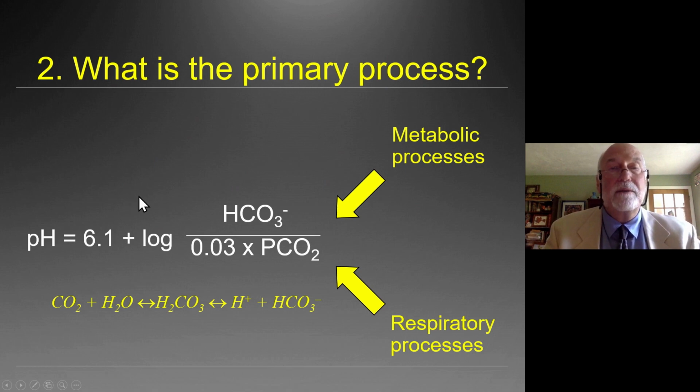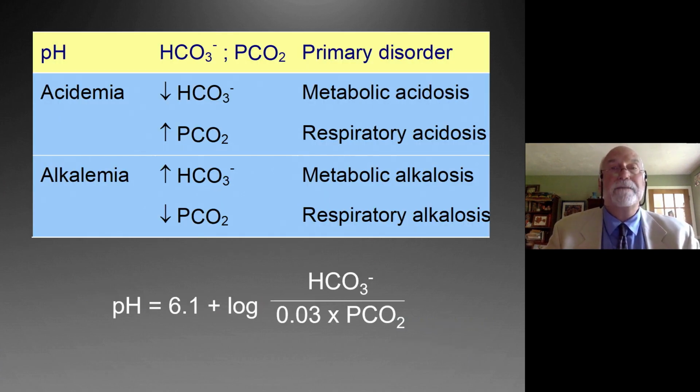This is the Henderson-Hasselbalch equation, maybe a little deja vu for some folks. And this is the main buffering system in the body, the bicarbonate buffering system. It's defined as 6.1 plus the log of this ratio: the bicarbonate, which is the metabolic process, over the acid, which is the respiratory process. And this is the actual equation for the conversion of CO2 and water going to hydrogen ion and bicarbonate. So this is 99% of what we talk about in acid-base and interpreting pH.